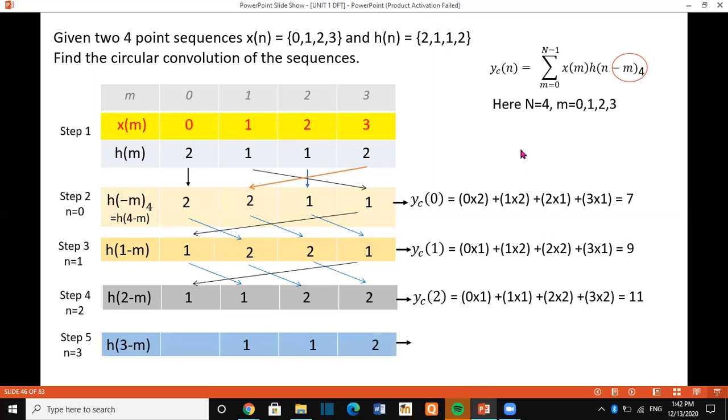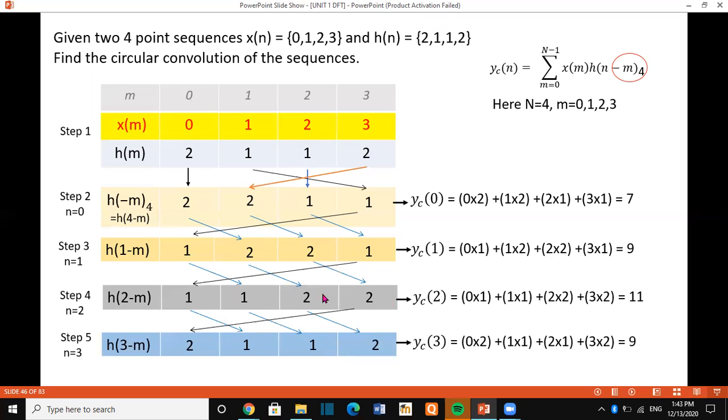Okay, again what we'll do is we'll find out the last value, that is h of 3 minus m, which is nothing but again we have to shift this h of 2 minus m one value to the right. So we'll get 1 over here. Again, we'll get 1 over here because it is circularly shifted to the right by one sample. Again, we'll get 2 coming over here and this 2 will take this vacant position over here. So we'll get h of 3 minus m is equal to 2, 1, 1, 2.